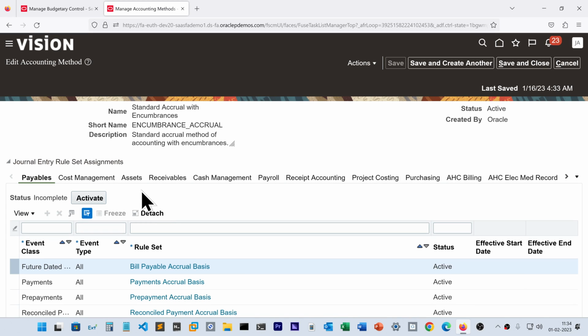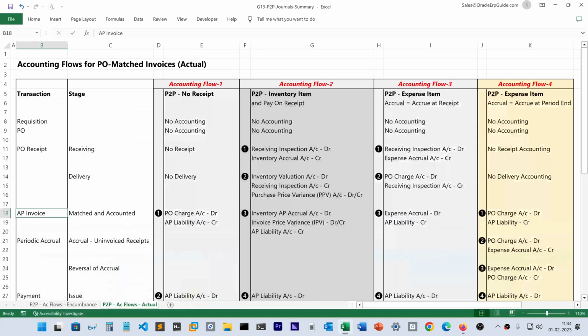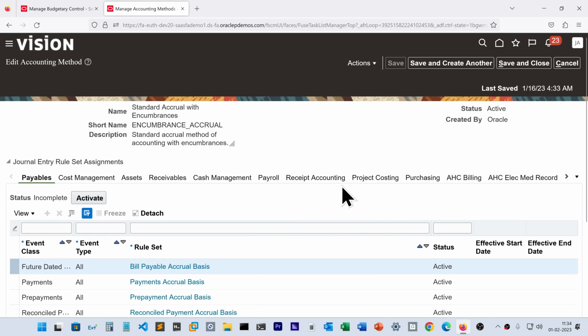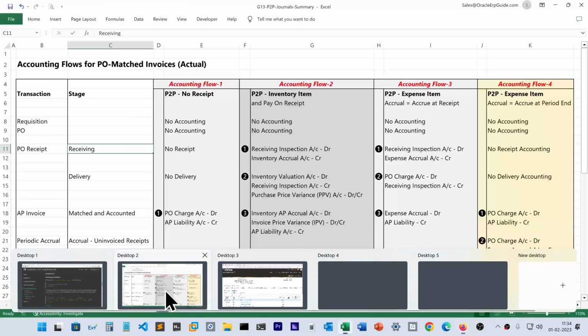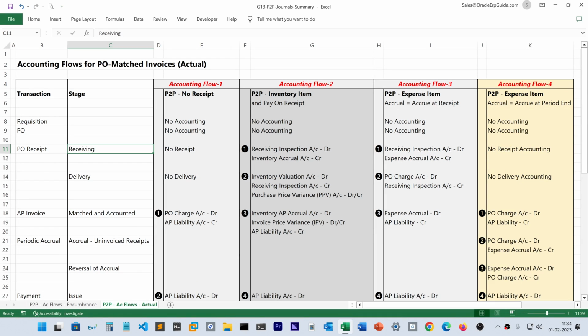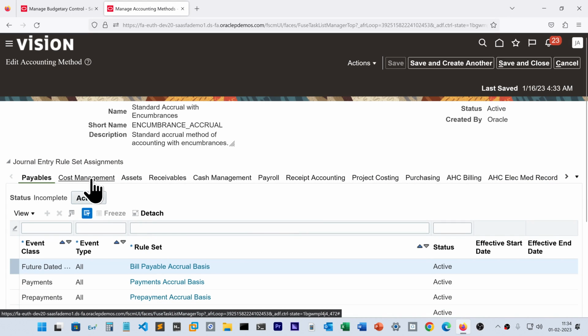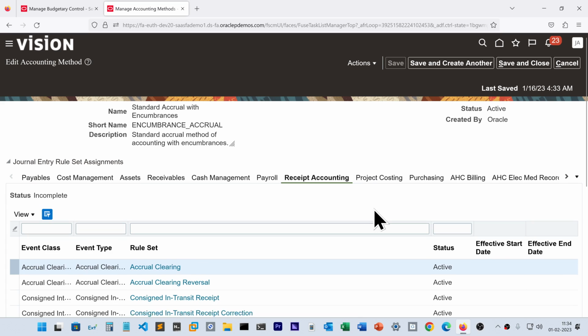In Fusion Cloud, the accounting for the first part of the receipt, that is the receipt. Let us go to this Excel. There are two parts, receiving and delivery. The receiving part happens through receipt accounting, and the other one, the delivery part, this one happens through the cost management. So let us go to receipt accounting first. So this is receipt accounting.